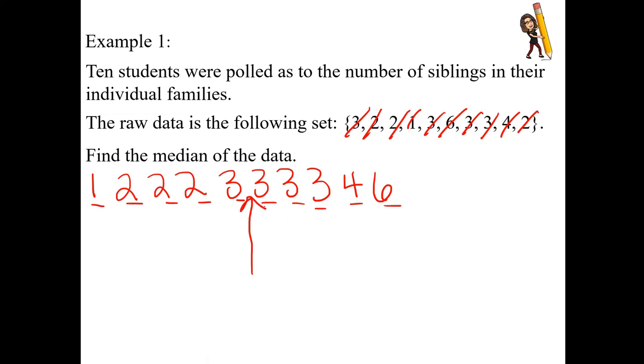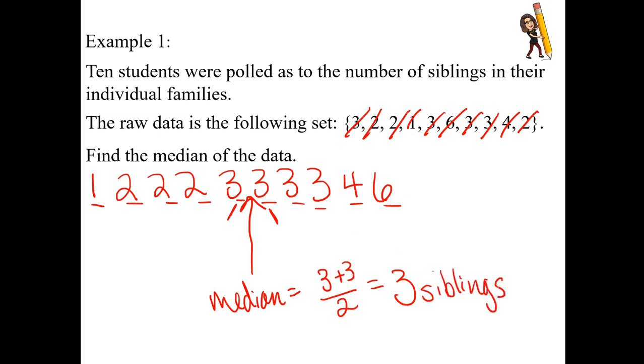So if we have an even number data set that we're trying to find the median or the middle of, what you're going to do is take the average of those two numbers that fall on either side of the middle. So you're taking 3 plus 3 divided by 2 will get you a median. I mean, you don't have to show this math. Hopefully you know that 3 plus 3 divided by 2 will get you back to a median of 3. So 3 siblings would be our median for this particular data set.